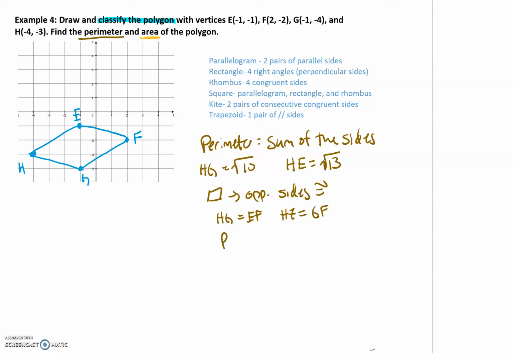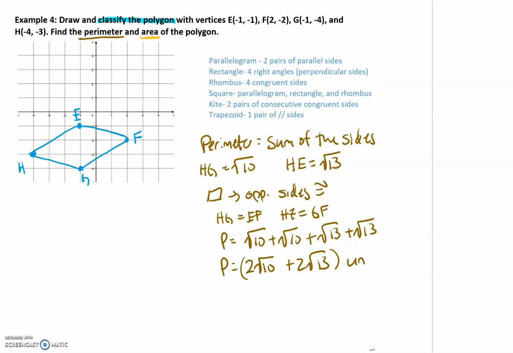So that means my perimeter is just square root 10 plus square root 10 plus square root 13 plus square root 13. And then we just want to combine our like radicals. So just like you'd combine your like terms, if this was x plus x plus y plus y, that turns into 2x plus 2y. Our perimeter now turns into 2 square root 10 plus 2 square root 13. Remember, perimeter is in plain old units. We don't know if this is inches, feet, centimeters, or whatever, so we'll just put UN for units. So that's perimeter. So perimeter is pretty straightforward. Just distance formula if you need to do it, count if it's horizontal or vertical, and just add them all up.